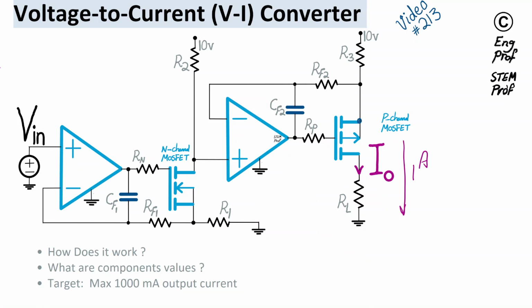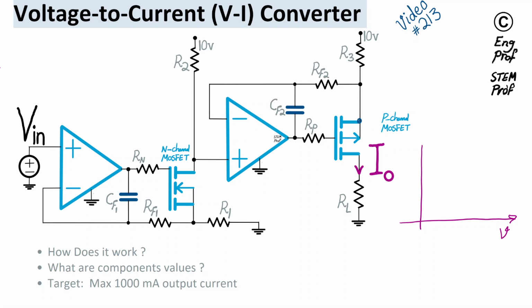So we want to see how the circuit works. We want to decide the value of the components properly, and then we want to target maximum 1 amp at the output of the circuit. And let's consider this scenario for the voltage to current transfer characteristic.